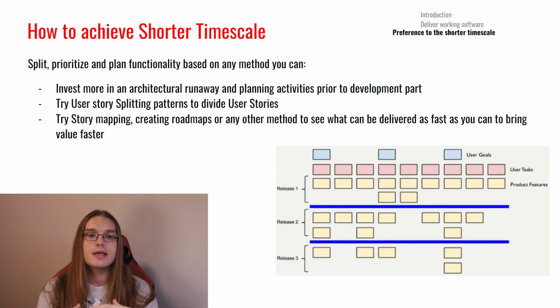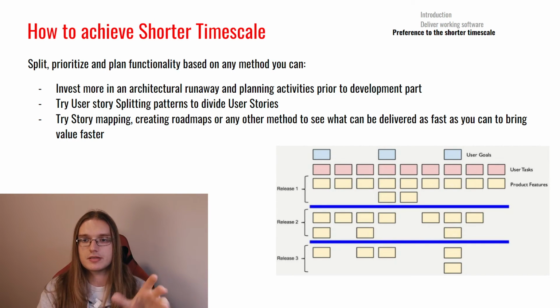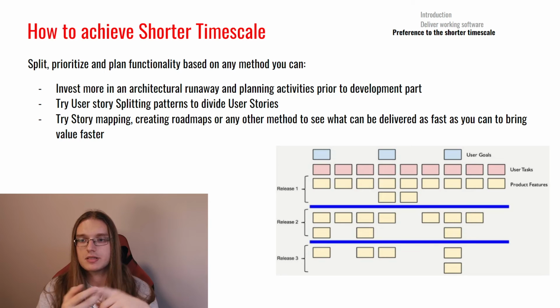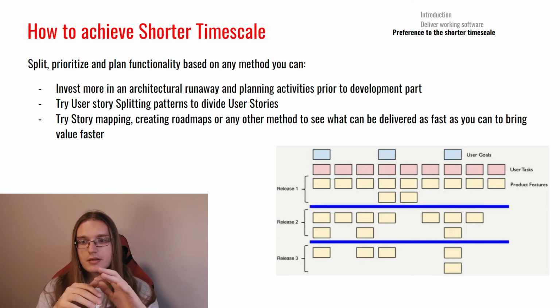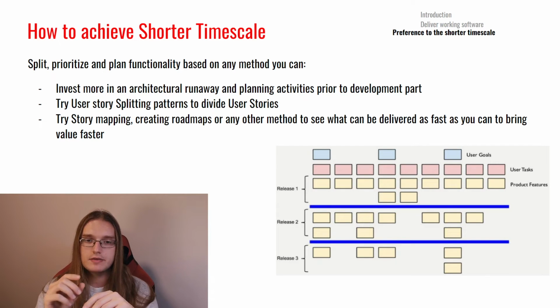So this is a discussion, and that's why Scrum Masters and Agile coaches need to have examples of things to inspire the team and etc. So on the screen you can see that these are just the general methods. Invest into the runway, try to split the stories. You can find any story splitting patterns and etc. And try to use any techniques like story mapping, roadmaps for specific user flow and etc., just to see how you can deliver a small part but really very fast.